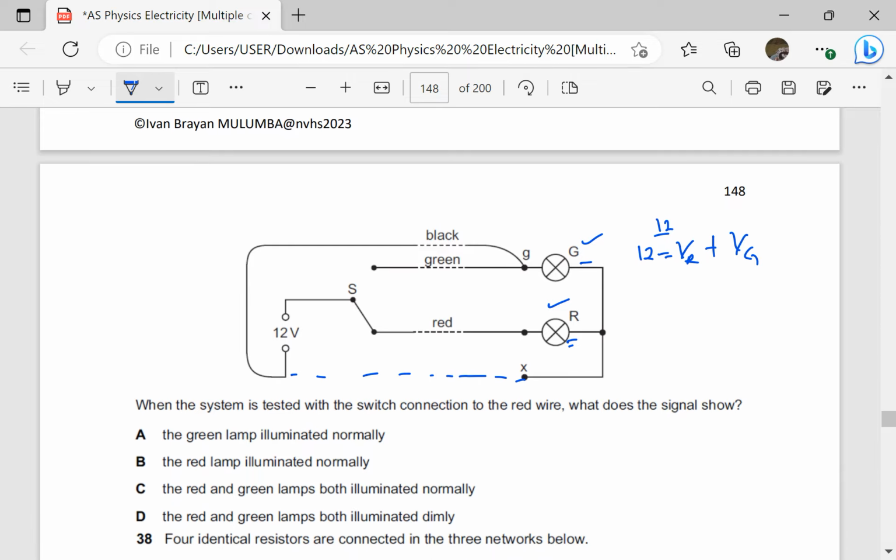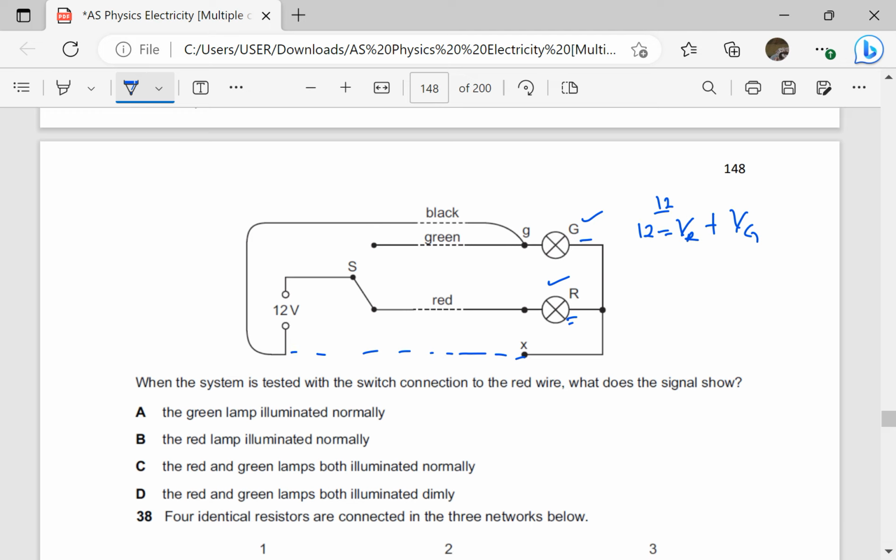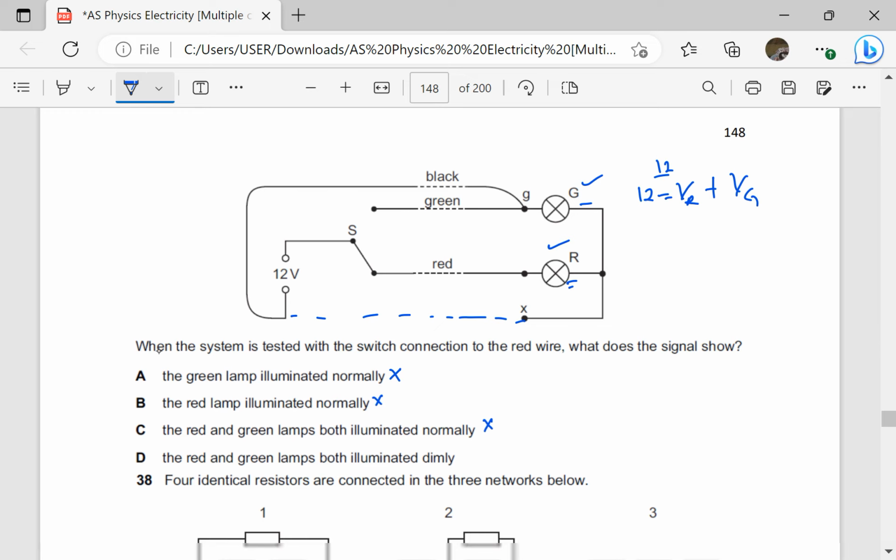So when the system is tested with the switch connected to the red wire, what does the signal show? The green lamp illuminated normally? Not at all, because the PD across it is less than 12. The red lamp illuminated normally? The PD across it is going to be less than 12. The red and green lamps both illuminated normally? That is not true. They both illuminated, but the PD across them was smaller. The red and green lamps both illuminated dimly. The answer is going to be D. They are going to be dim because the PD across them is going to be smaller since they are now in series.